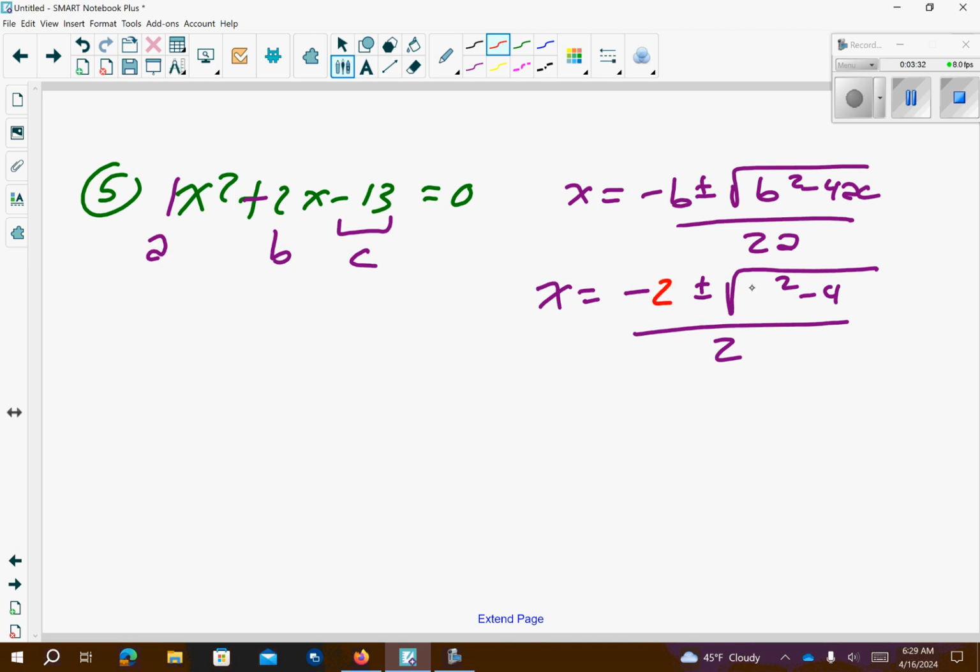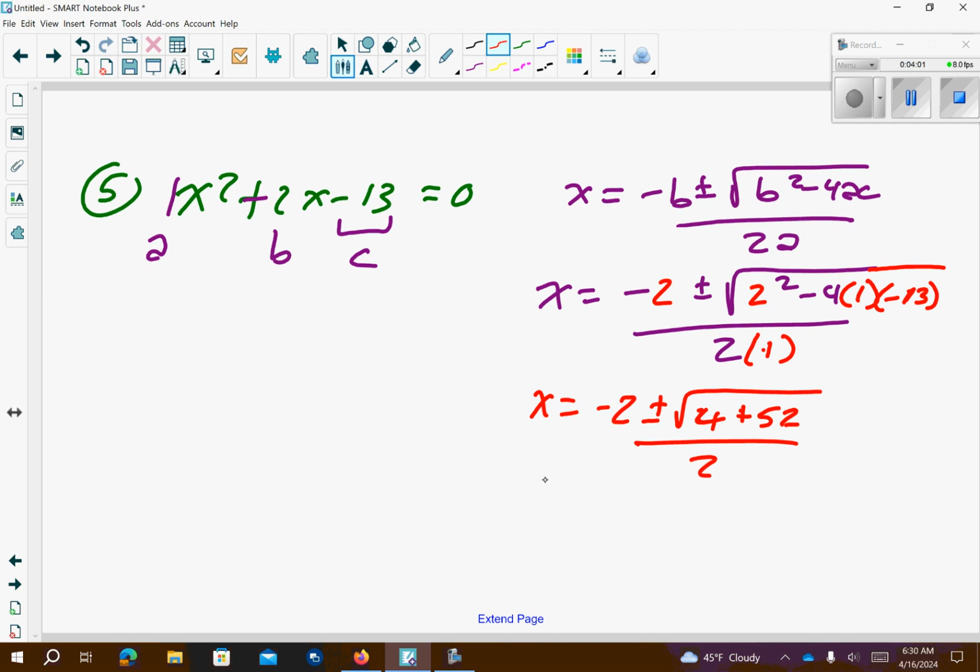My b value is 2. My a value is 1. My c value is negative 13. All divided by 2 times 1. Let's clean it up. 2 squared is 4. Negative 4 times 1 is negative 4. Negative times negative is positive. 4 times 13 is what? 4 times 12, 52. All over 2. x equals negative 2 plus or minus root 56 over 2.